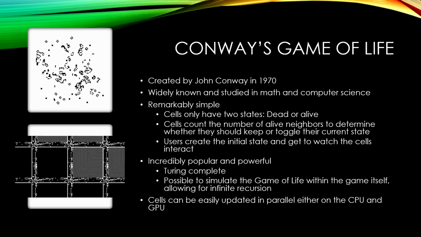The whole thing is pretty simple. Cells can only have two states, with them being either dead or alive, and the way that they change their state depends on how many neighbors they have that are also alive. Now, this is actually an incredibly powerful model, again, despite its inherent simplicity, and you can use it to do pretty much anything. For example, people have used it to make computers, and people have even simulated Conway's Game of Life within Conway's Game of Life itself, which allows for infinite recursion.